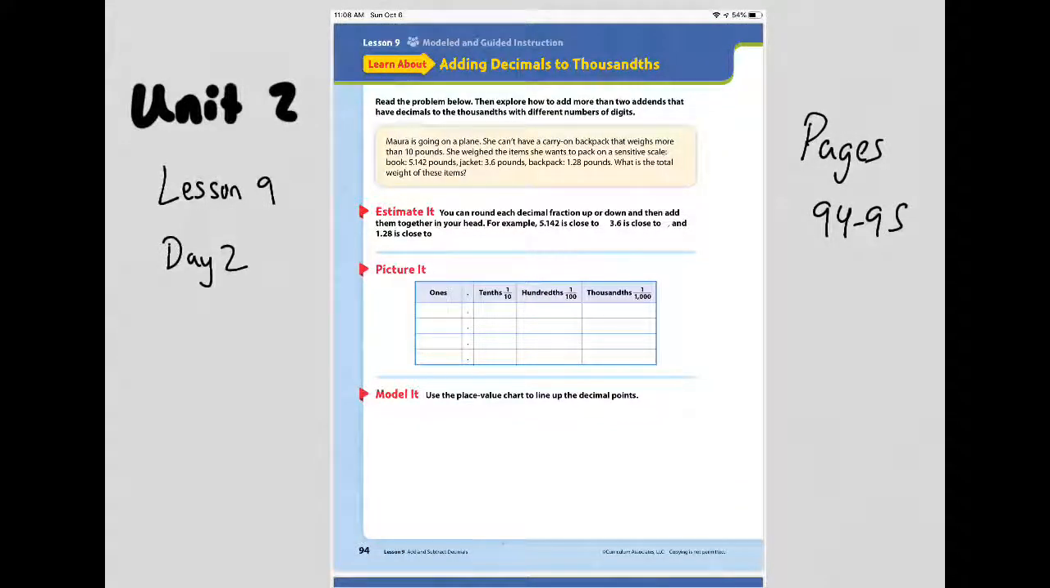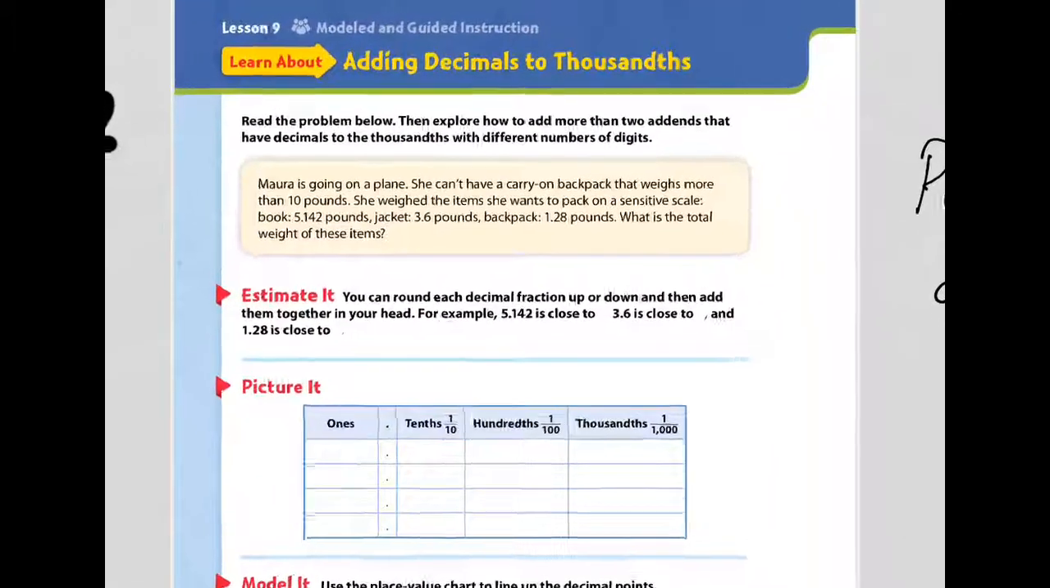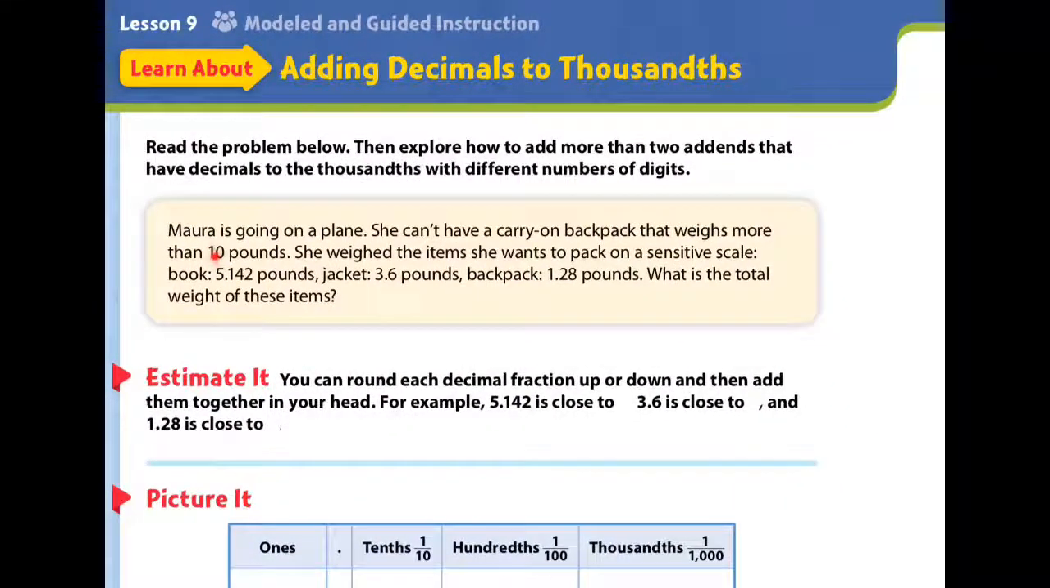Hey, 6th grade, this is lesson 9, day 2, and we are going to be adding decimals out to the thousandths place. So make sure your book is on page 94 and you're with me. If you are, let's get started. We're going to read this problem right here.